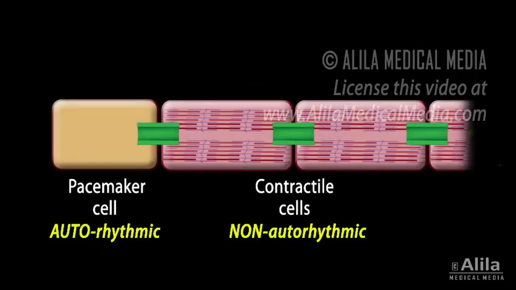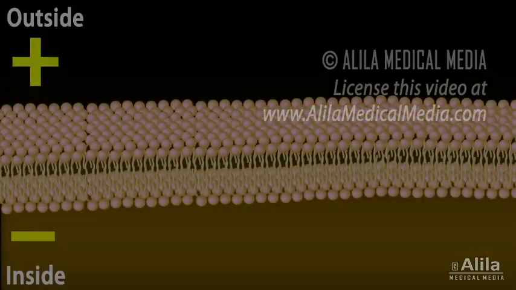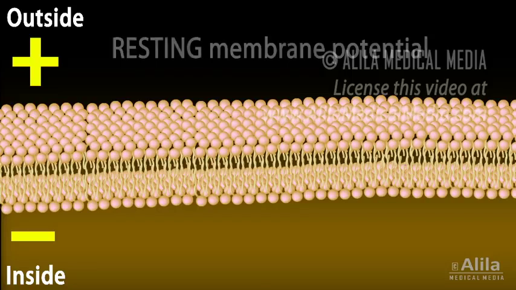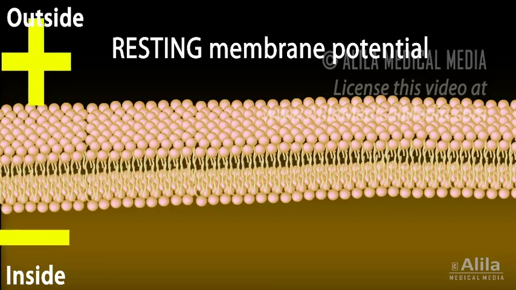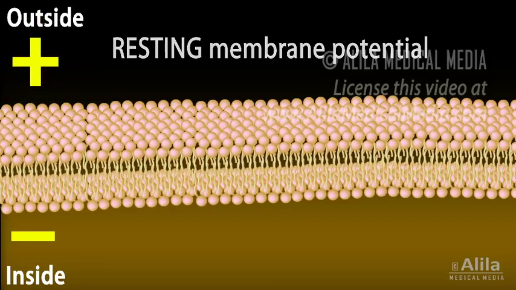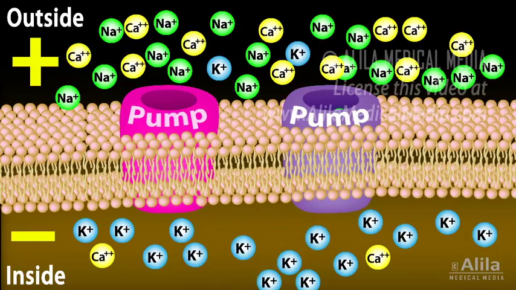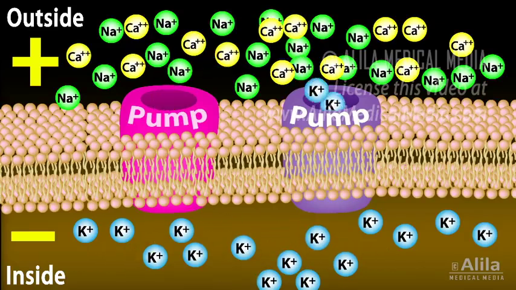Pacemaker cells and contractile myocytes exhibit different forms of action potentials. Cells are polarized, meaning there is an electrical voltage across the cell membrane. In a resting cell, the membrane voltage, known as the resting membrane potential, is usually negative. This means the cell is more negative on the inside. At this resting state, there are concentration gradients of several ions across the cell membrane: more sodium and calcium outside the cell, and more potassium inside the cell. These gradients are maintained by several pumps that bring sodium and calcium out and potassium in.